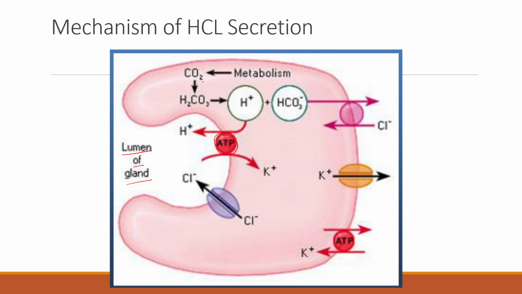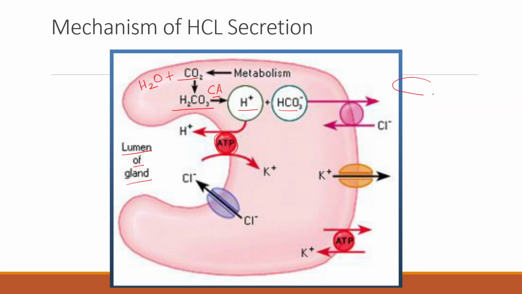What happens in the cell is we have CO2, and that CO2 combines with water inside the cell, and what they form is carbonic acid, H2CO3. Now that H2CO3, in the presence of carbonic anhydrase, converts into H+ and HCO3-, bicarbonate. This bicarbonate, which is formed inside the cell, is thrown toward the blood.